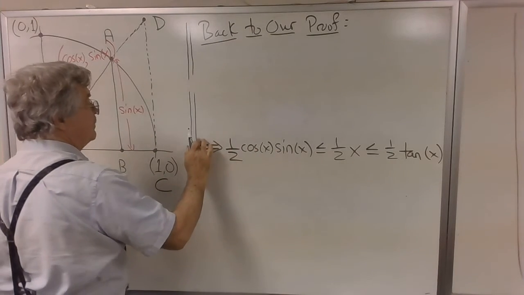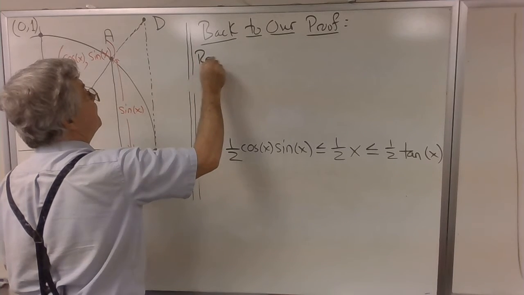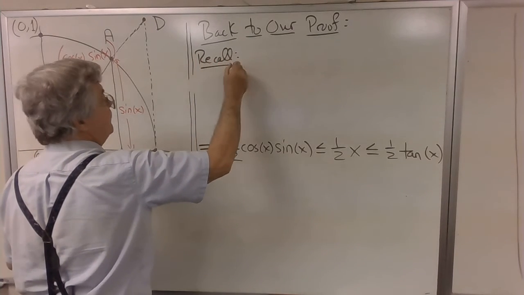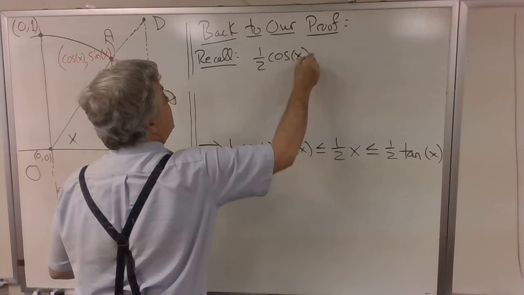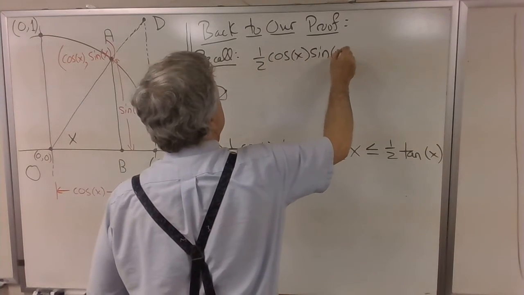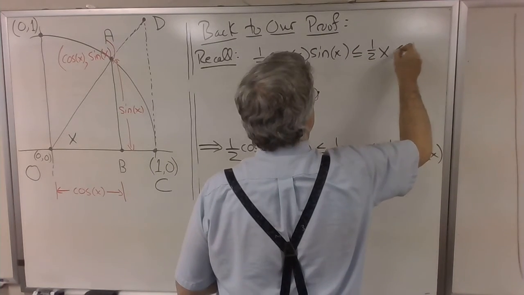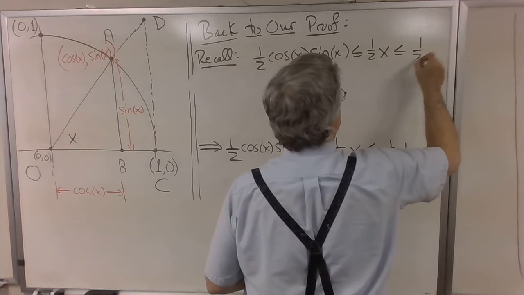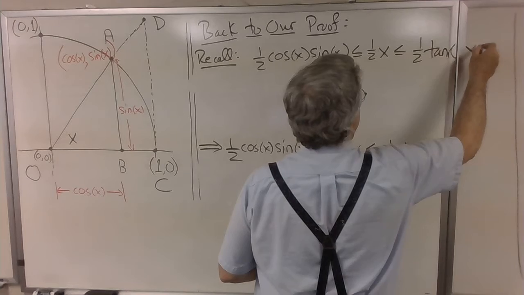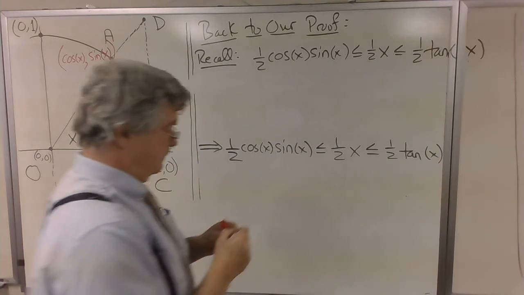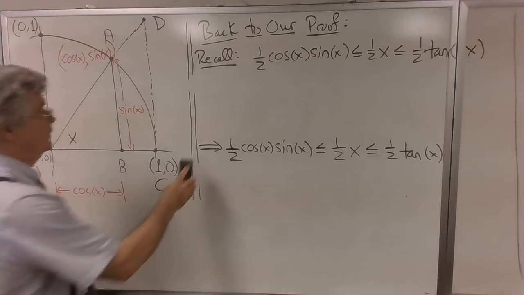Okay, get back to our proof. This is where we were. One half cosine x sine x less than or equal to 1/2 x less than or equal to 1/2 tangent of x. That's where we were.